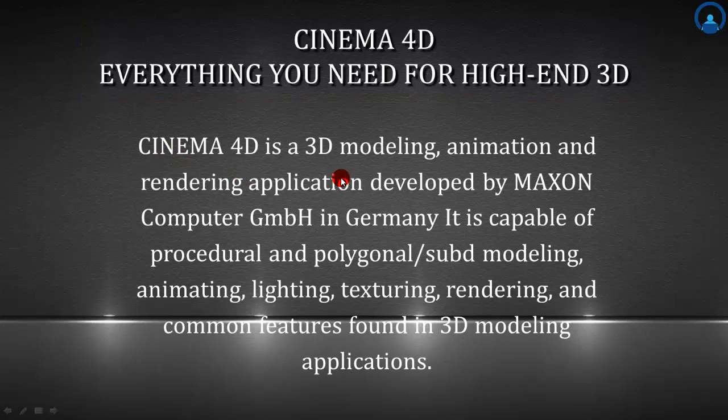Cinema 4D is a 3D modeling, animation, and rendering application. We can create realistic output by using this software. It's developed by Maxon Computer GmbH in Germany. It is capable of procedural and polygonal subdivision modeling, animation, lighting, texturing, rendering, and common features found in 3D modeling applications. In 3D, there are lots and lots of software like Max and Maya, but Cinema 4D in some parts is better than the other software. I will explain later what the difference is between normal software and Cinema 4D.